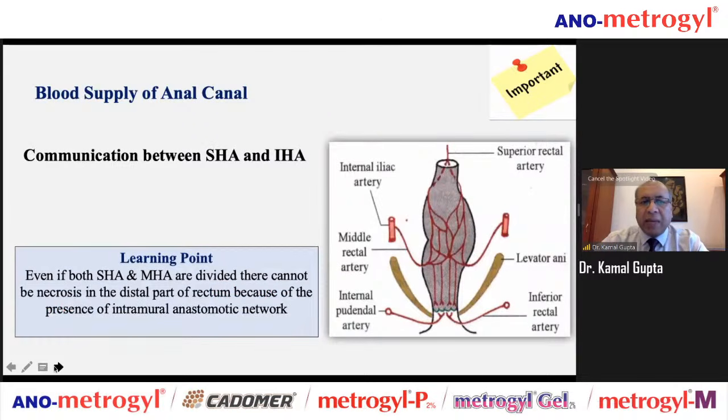Now coming to the blood supply. We know above the dentate line, the blood supply is from the superior hemorrhoidal artery, and below the dentate line, the blood supply is from the inferior hemorrhoidal artery. But one thing is very important, that there are anastomoses between the superior and inferior hemorrhoidal arteries. That is a reason many surgeons who go for Milligan Morgan, in spite of ligation of the pedicle, still have bleeding.